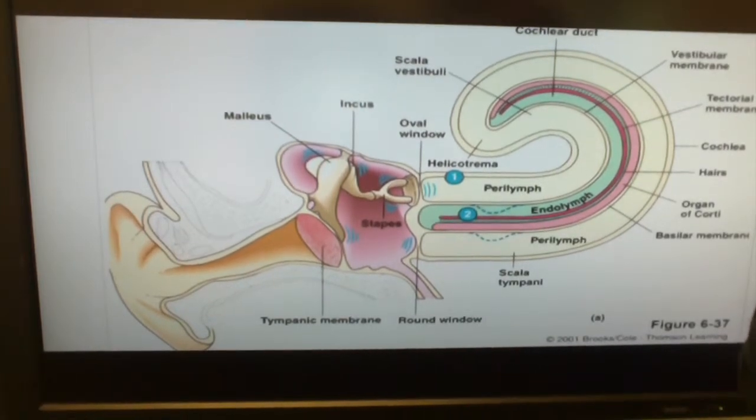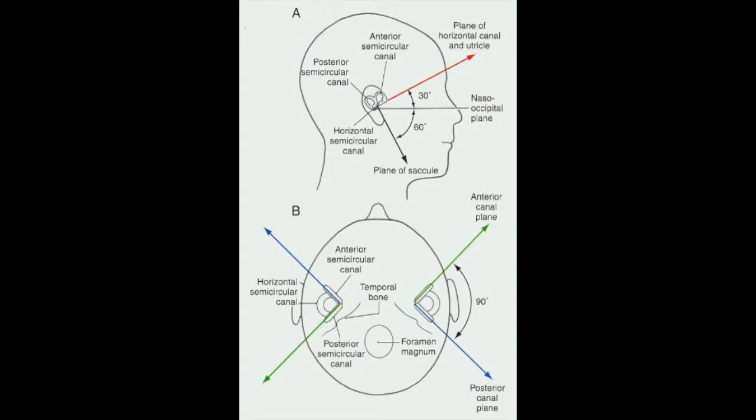When the head is moved, the fluids in the vestibule tend to lag behind because of their inertia. In this way, the fluids are set into motion, which stimulates the vestibular mechanism. The semicircular canals are receptors for angular acceleration. Here are some examples.